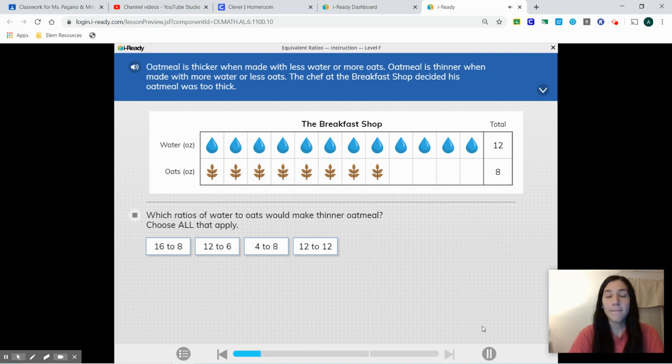Choose all that apply. Okay, so we want thinner oatmeal, which means we need more water. So here we have a total of 12 water ounces. So 16 to 8 would be more water, so that would make our oatmeal thinner. Or we could use the same amount of water but less oats, so that would be 12 to 6.